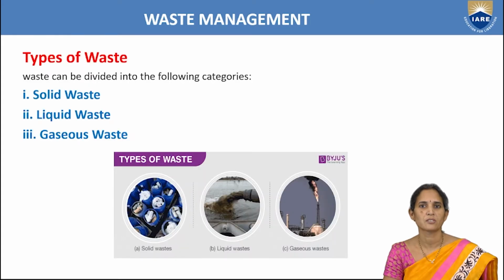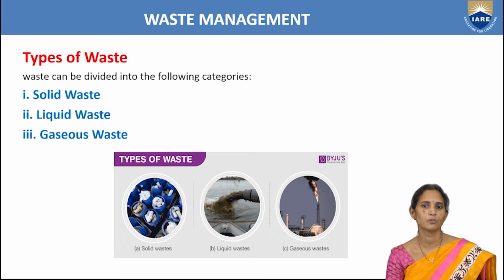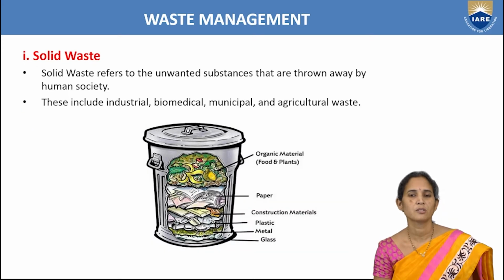Types of waste. Waste can be divided into the following categories. There are three types of waste: solid waste, liquid waste and gaseous waste. Solid waste is what we throw every day, like food waste or paper. Liquid waste means the effluents discharged from industries. Gaseous waste is the gases released from industries.